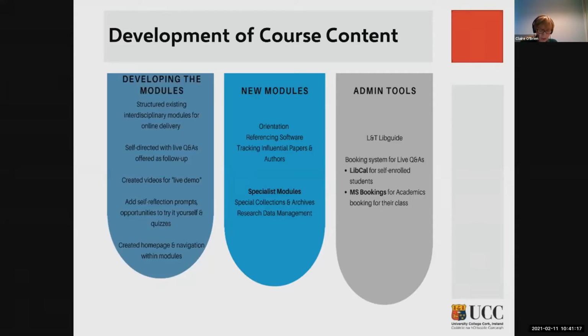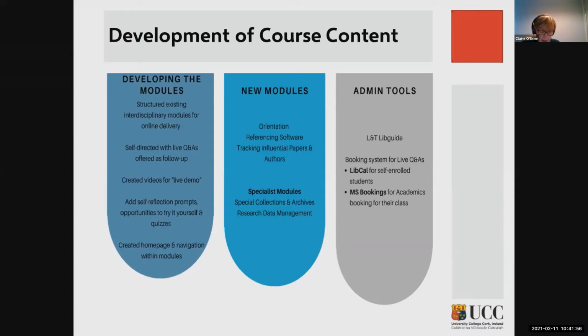We were asked to provide content for the university's online orientation programme, so we created an orientation module for that. We also added in a module on referencing software, and most recently one on tracking influential papers and authors. My colleagues in Special Collections and Archives and Research Data Management created their own modules to include in the library course. As well as the content, we had to create a learning and teaching LibGuide to give information to staff and students on what was available and how to link to it and so on.